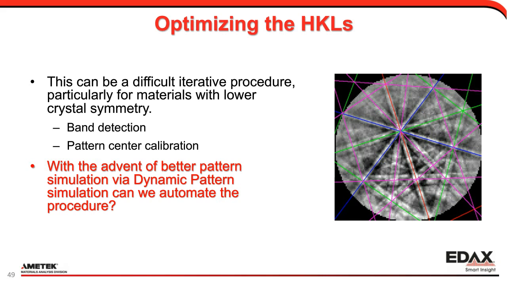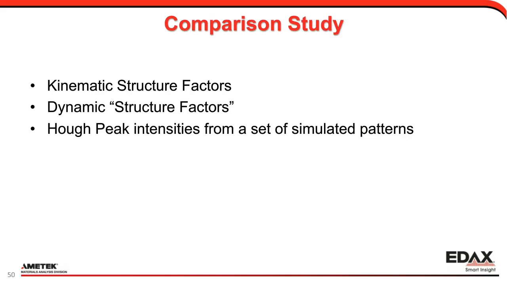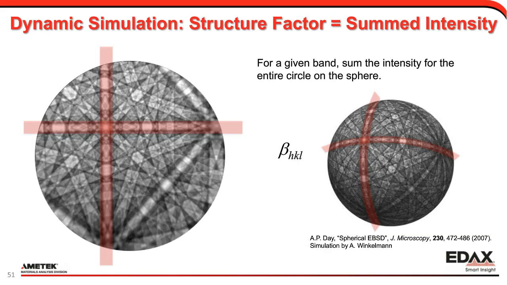But the question we had then is, can we use dynamic pattern simulation? Can we automate this? Can we simplify this? So we took a look at that. And so we're going to compare kinematic results versus dynamic results versus those using Hough peaks, the intensities from a set of simulated patterns, and see how well these all correlate. So for the dynamically simulated patterns, what we're going to do is pick a band and a certain width, and then sum the intensity across that. And using that as a parameter we call beta, we can sum these intensities.